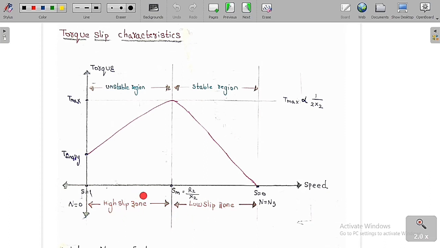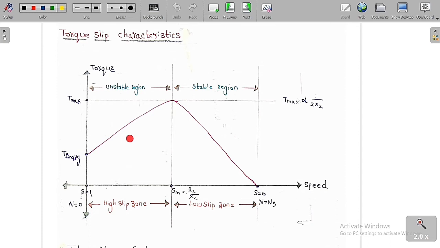So this is the low slip zone and this is the high slip zone. So we are going to get it like this. I already told you the approximate expression of the torque in the stable region, which is equal to S into V square by R2, whereas in the unstable region, the approximate expression is V square R2 by S x2 square. All these things I have already told you.